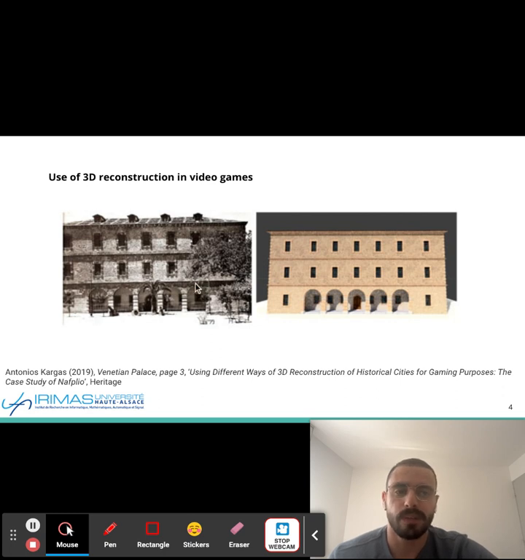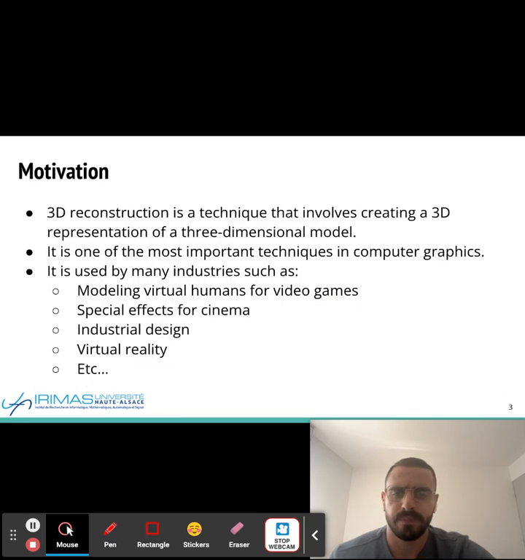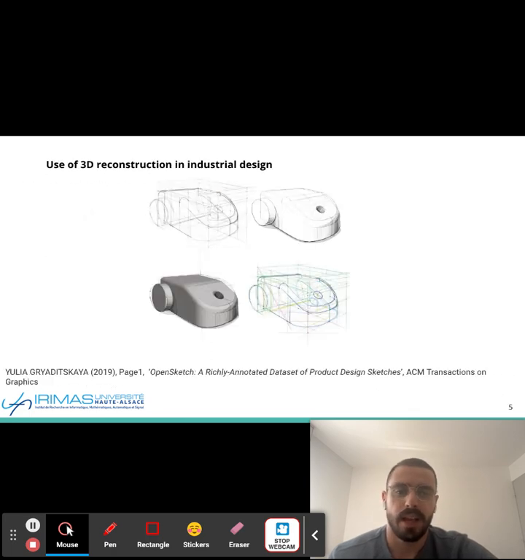So here, from this figure on the left, they were able to do its reconstruction in 3D, as you can see in the figure at the right, using this work. Here also is an example of the use of the 3D reconstruction in industrial design.